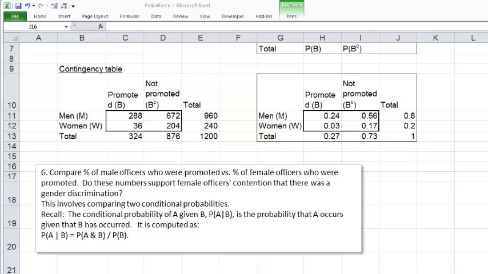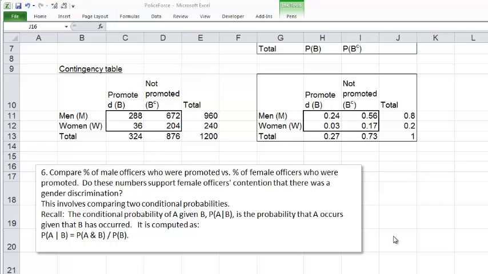The conditional probability of A given B is the probability that A occurs given that B has occurred. So something has occurred. This B has occurred. Now we want to know the probability that A is going to occur. So let's talk about an example.